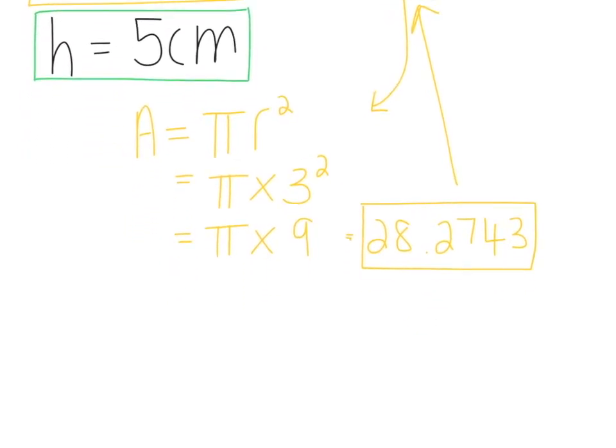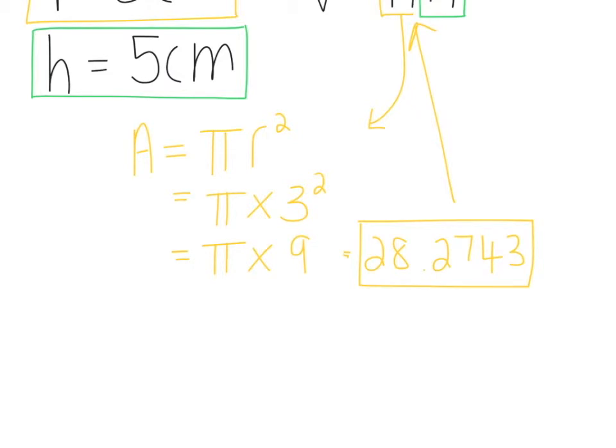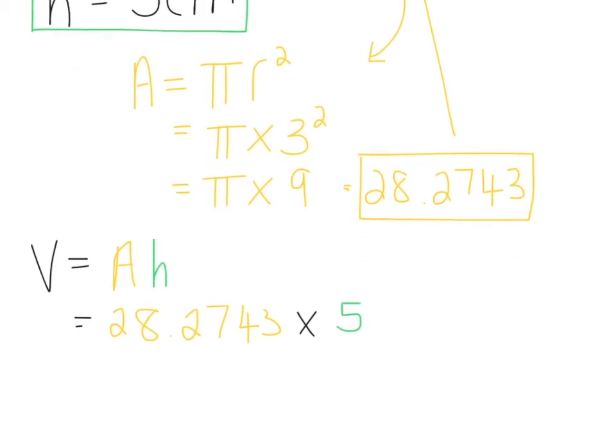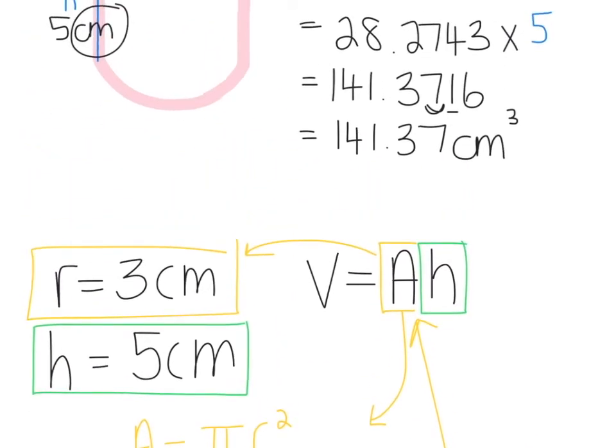I'm running out of room again, so I'm just going to move up a bit. Now, because I know that my area is this number here in yellow, I'm going to go volume equals A, actually, I'll do A and then H. So equals 28.2743 times my height of 5, and I'm going to calculate that on my calculator, times 5 gives me 141.3716.